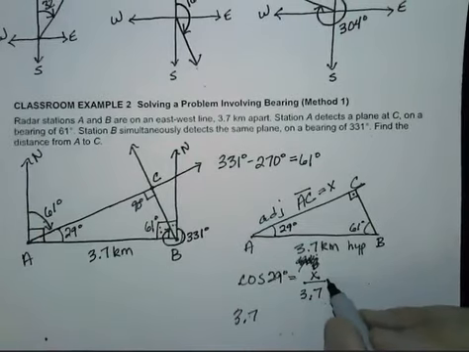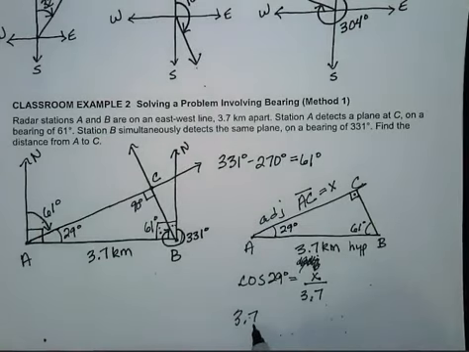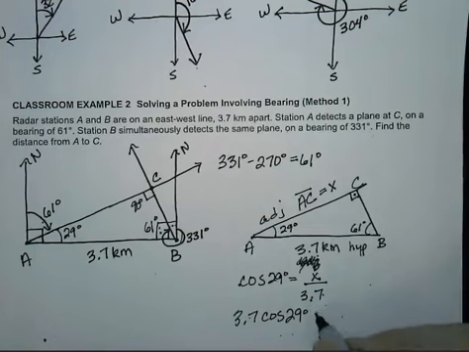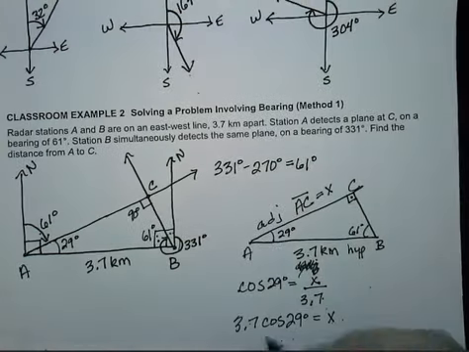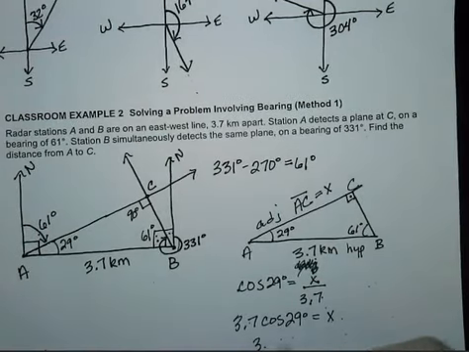I just want to solve this for x, so I could multiply both sides by the 3.7. The 3.7 would cancel out on this side, and that would give me x. When I multiply this with my calculator, I get 3.236 approximately.